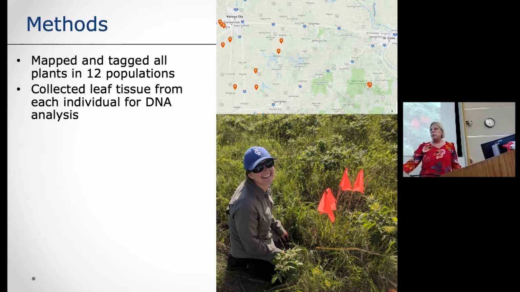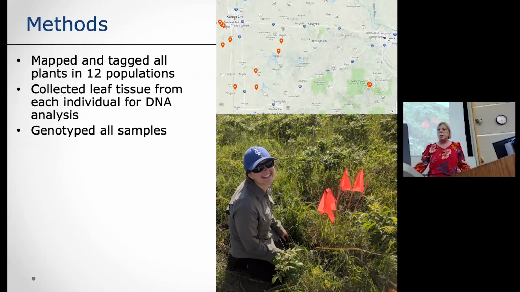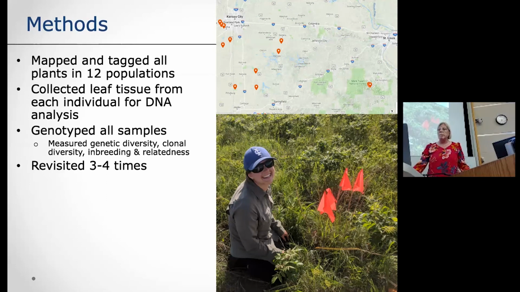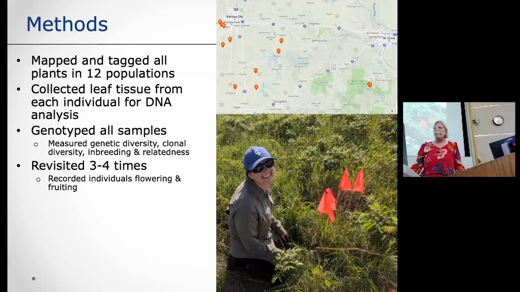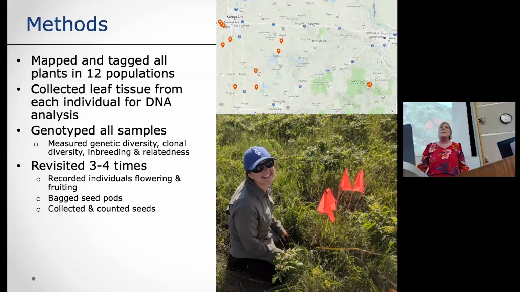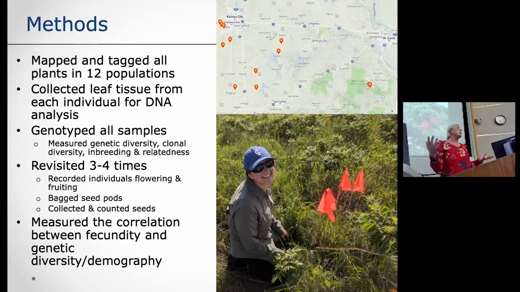We sampled leaf tissue for a genetic analysis. Then we genotyped all the samples, and we also did a thorough demographic study. We revisited the population, recorded individuals if they were flowering or fruiting, bagged the seeds, and then also collected and counted seeds for an estimate of fitness. And then we looked at the correlation between fecundity and genetic diversity and other demographic parameters.